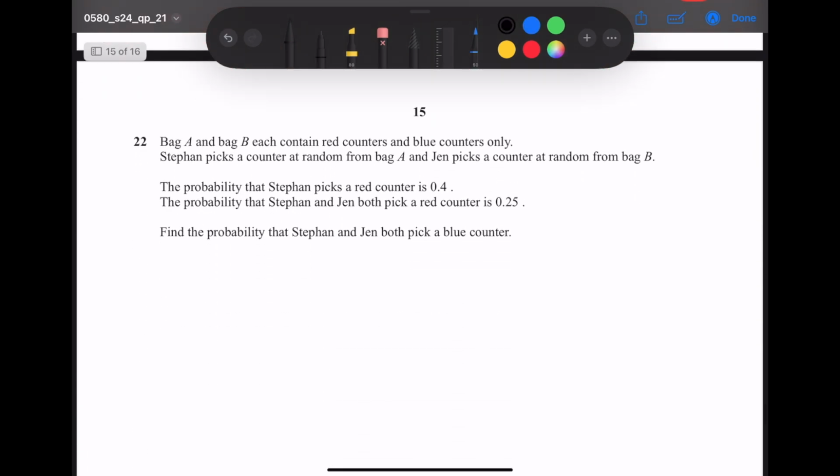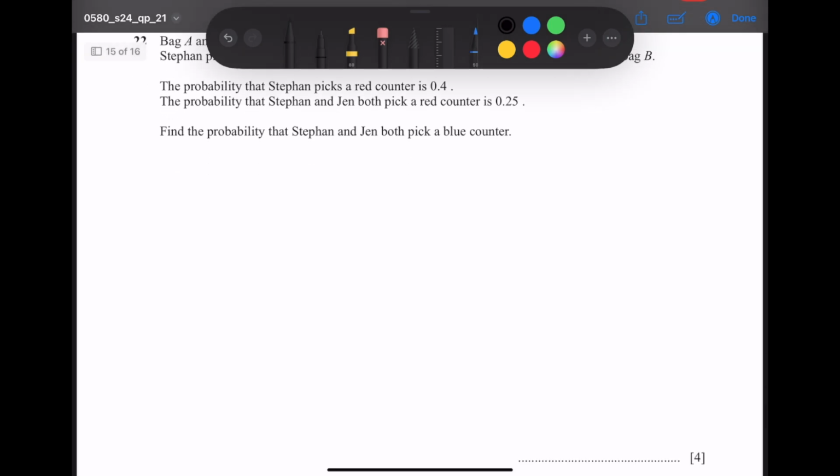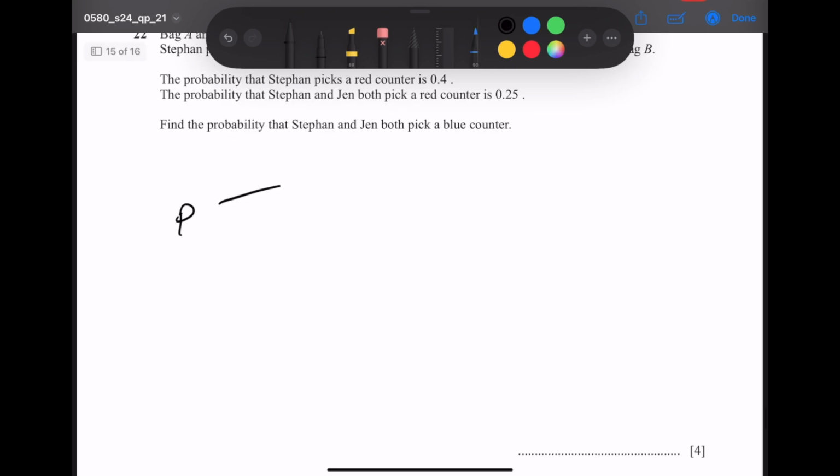Bag A and bag B each contain red counters and blue counters only. Stephen picks a counter at random from bag A and Jen picks a counter at random from bag B. The probability that Stephen picks a red counter is 0.4, and the probability that Stephen and Jen both pick a red counter is 0.25, and the probability that Stephen and Jen both pick a blue counter. So if we make a possibility tree where Stephen can either pick up a red counter or a blue counter, and Jen can either pick up a red counter or a blue counter.